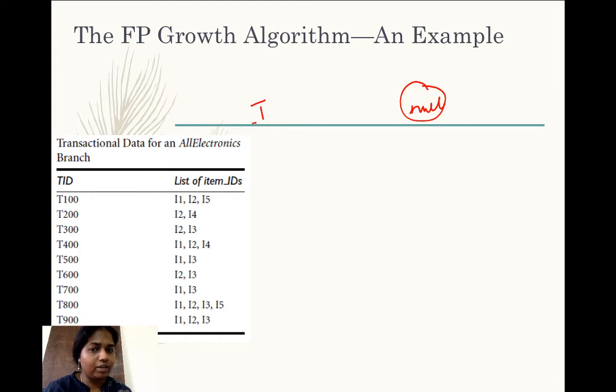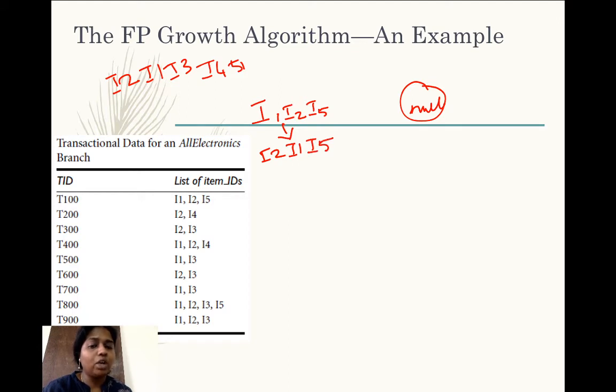The list of entries in TID 100 are I1, I2 and I5. Now I have to arrange them in the order that I have shown earlier. What was the order we had? I2, I1, I3, I4, I5. This is the order. So when I am reordering this, it becomes I2, I1, I5. So this is the order in which I have to use for constructing the tree structure.